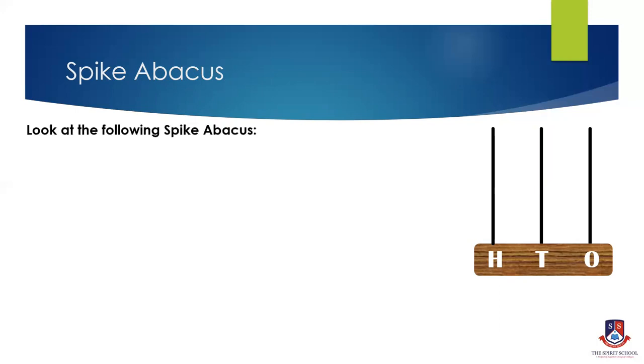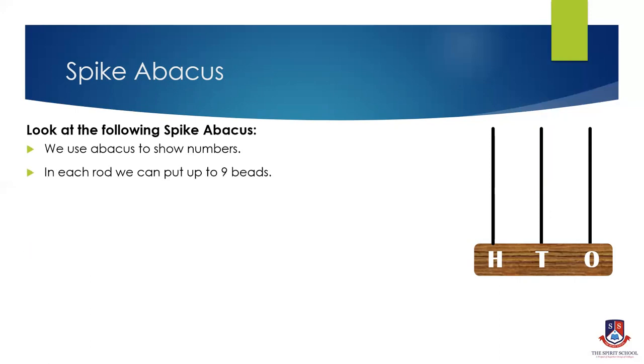So if we can reinforce what a spike abacus is. Spike abacus is a tool, an instrument used to show numbers, and in each rod we can put up to 9 beads. So each of these, you're looking at these rods, either we can call them rods or we can call them spikes. So in each spike or rod we can put 9 beads. Now, as I have briefed recently, each spike is represented by a letter, and the letter represents the place value shown by that spike.